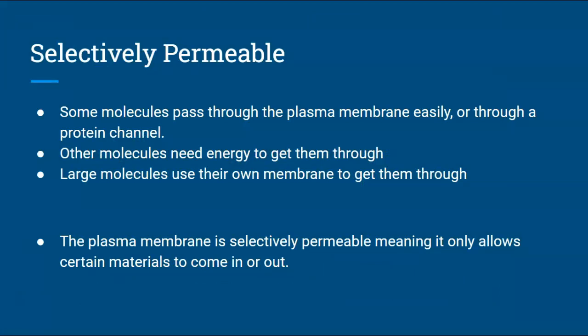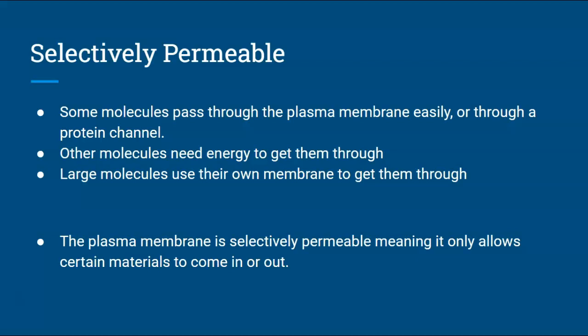The membrane is called selectively permeable. That means that some materials can come in or out, but it will select what specific materials can come in and out. So it's like a bouncer at a club or something, right? It lets some people in, but not all the people. It's very particular about what comes in, okay?